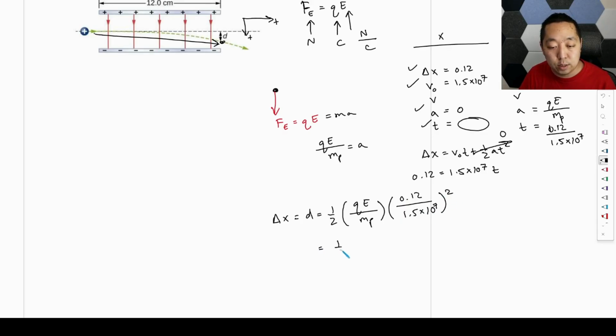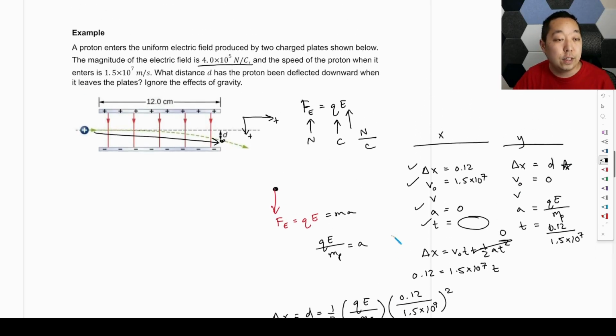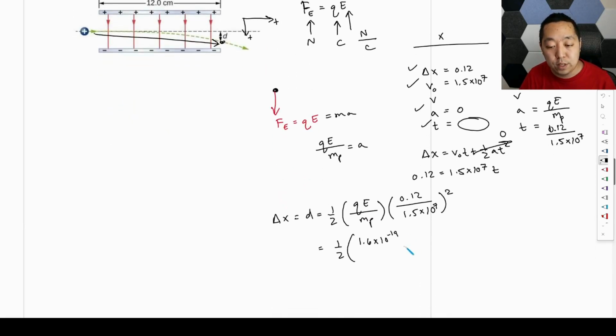Now let's plug in these numbers here. The charge on a proton is 1.6 times 10 to the negative 19. The electric field they gave us was 4 times 10 to the 5th. And then you look up the mass of a proton, it's 1.6 times 10 to the negative 27 here.